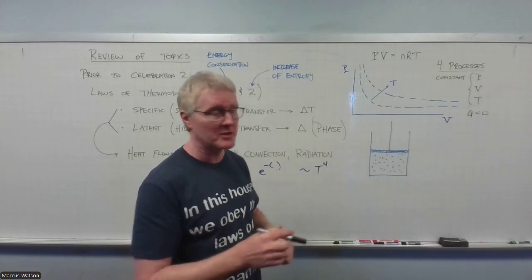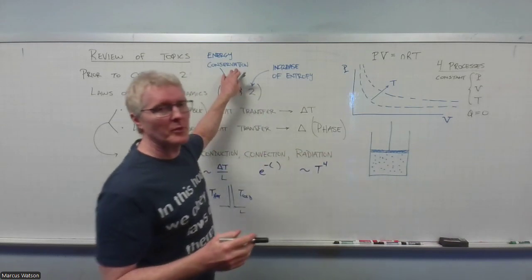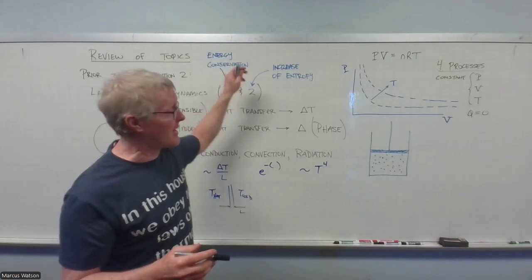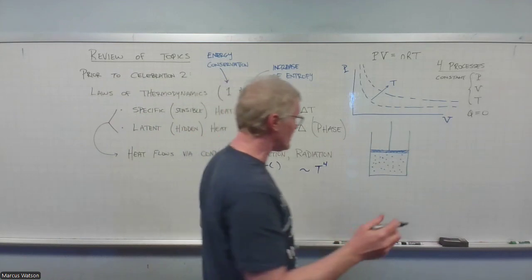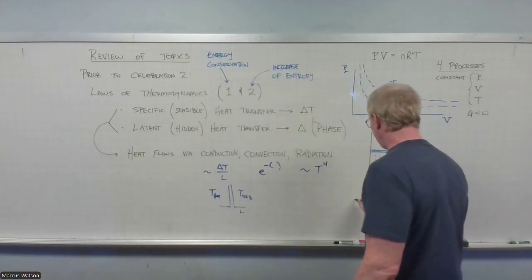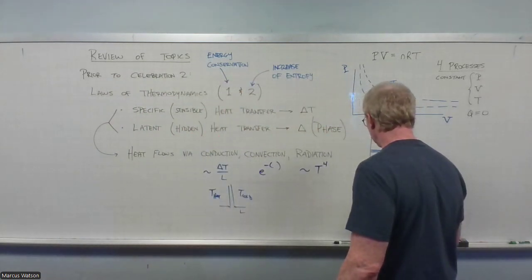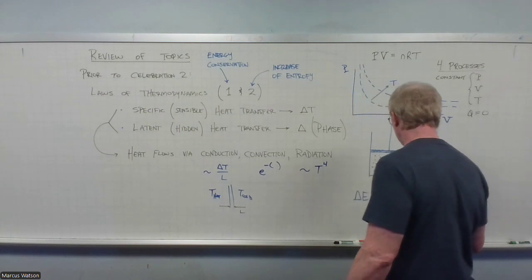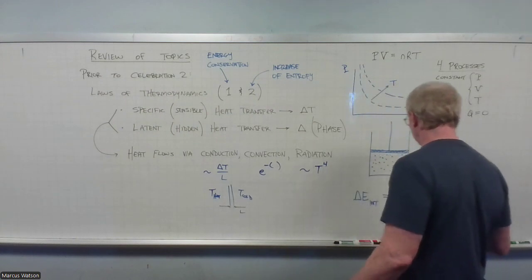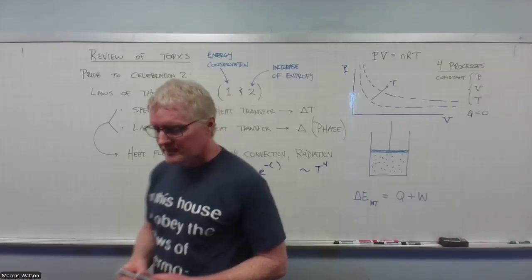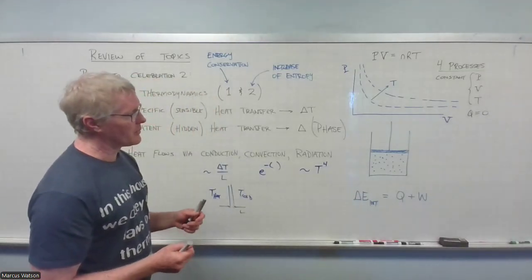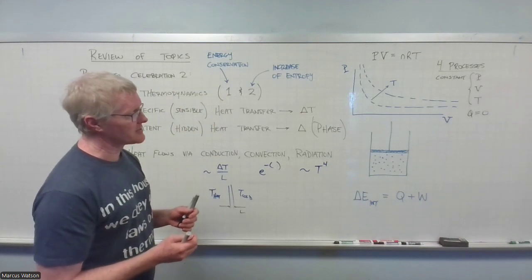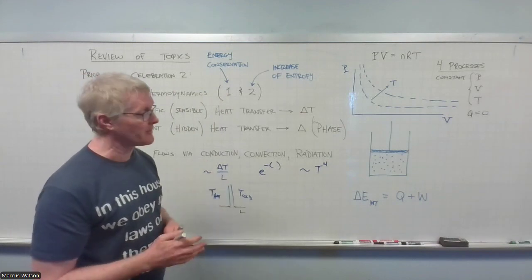So we came up with our first law. We applied our first law to this and came up with the consequences. So, of course, our first law being that the change in internal energy is Q plus W. So our first law is that, and we applied that to the system of the ideal gas and looked to see what happened.